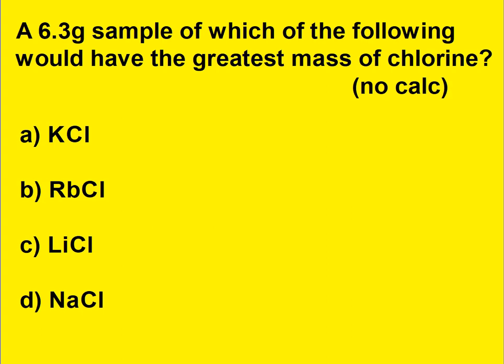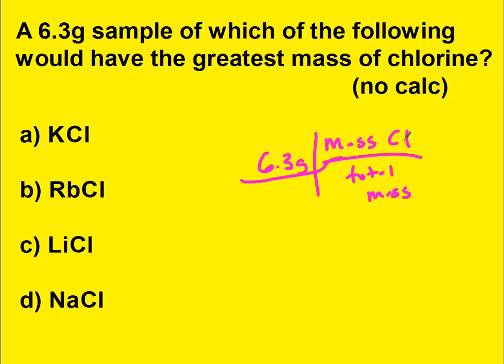This question says, which would have the greatest mass of chlorine? For this one, you need to remember that mass percent is mass, in this case mass of chlorine, over total mass. To find the greatest mass of chlorine, it would technically be 6.3 grams times my mass of chlorine over total mass. Because these all have 6.3 grams, and they all have 1 chlorine, really I'm just looking for the smallest molar mass.